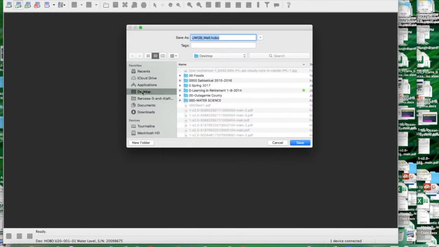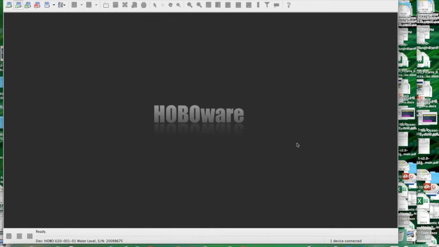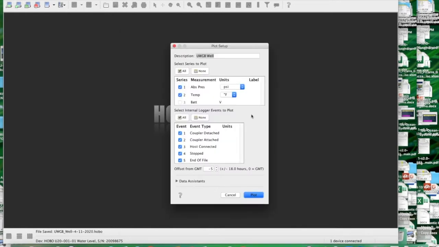It's asking me where I want to save this. So I'm going to do UWGB well for, what's the date today? 11/2020. So I'm going to call this well number 2. And in this case, we're going to get data that are in degrees Celsius, PSI, and so on and so forth. And we can make those corrections after the fact.